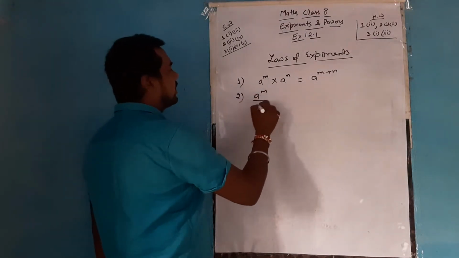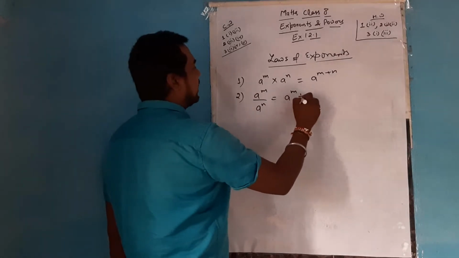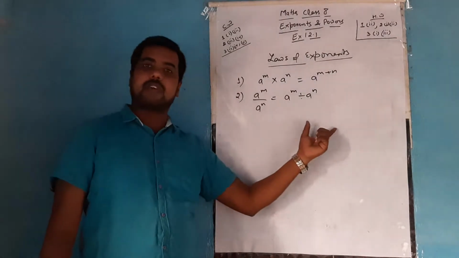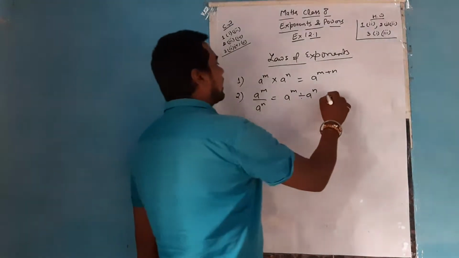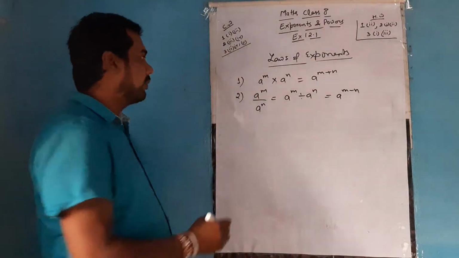Second, when the same condition goes on, that it is there in the form of divide, bases are there in the form of divide, and powers are either same or different, that doesn't matter. In that case you are going to subtract the powers. That was the second law.